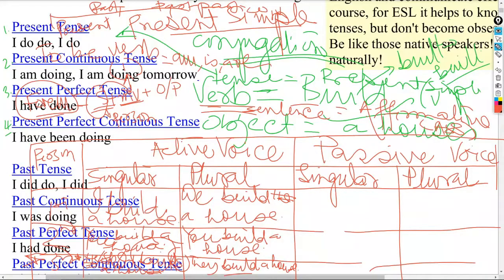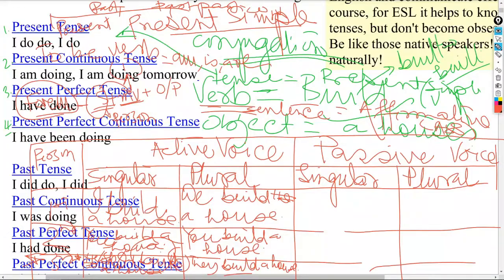So the verb was build, the object was a house, the tense was present simple. So let us conjugate. I build a house, we build a house. You build a house, you build a house. He, she, it builds a house. They build a house. So this is the active form of the same.